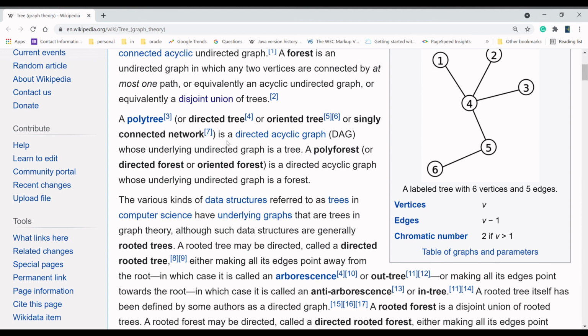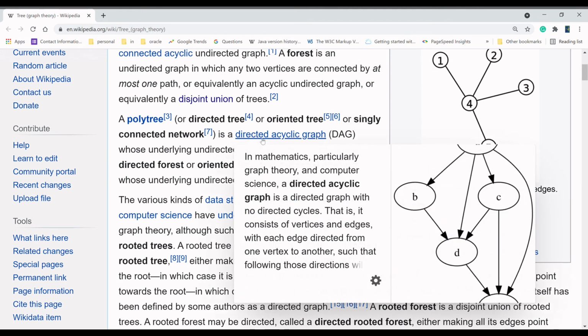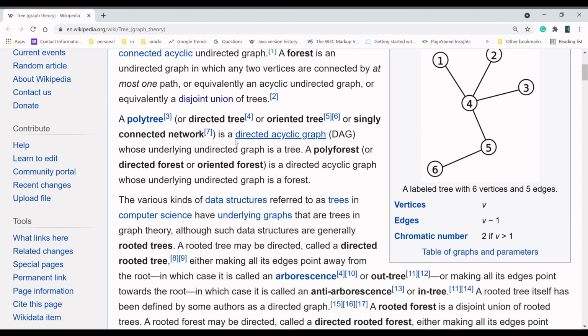So a polytree is a directed acyclic graph, in short we say DAG. A DAG is a directed graph, meaning it connects one node to another node with a direction: from A it will go to B, from B it will go to D, from D it will go to any other points. That's why it is called a directed graph. So a polytree is a directed acyclic graph, called a DAG. There will be a direction.